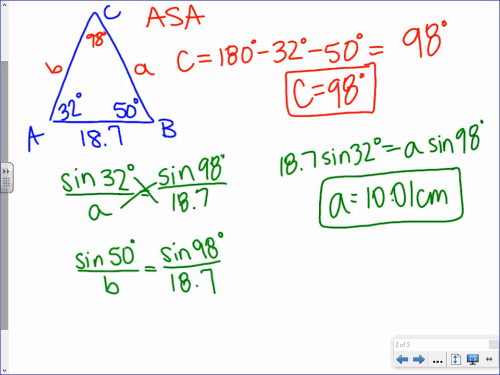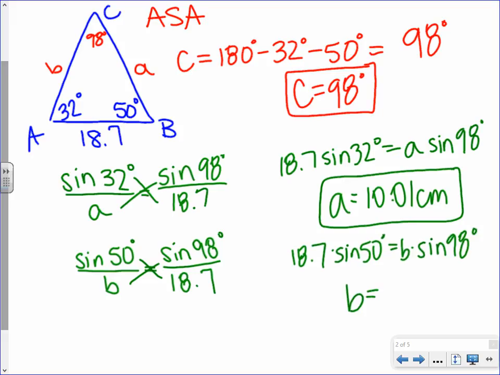Okay, so same kind of work here, cross multiply. 18.7 times the sine of 50 degrees is going to equal b times the sine of 98 degrees. What do you get for side B? 14.47 centimeters.